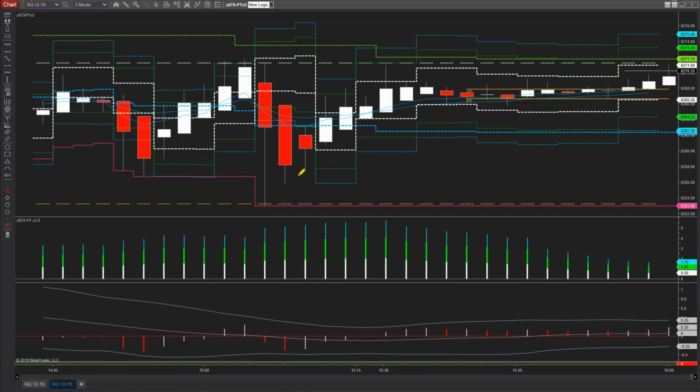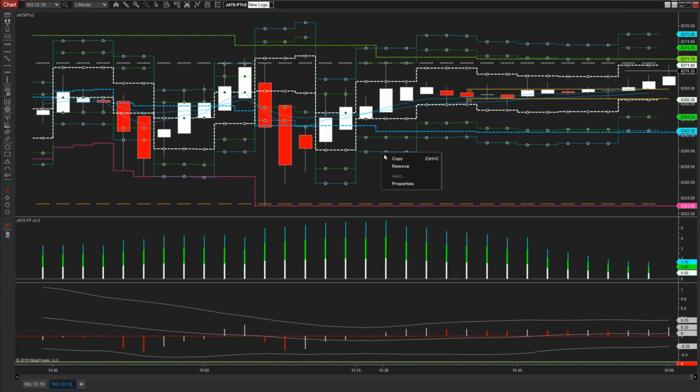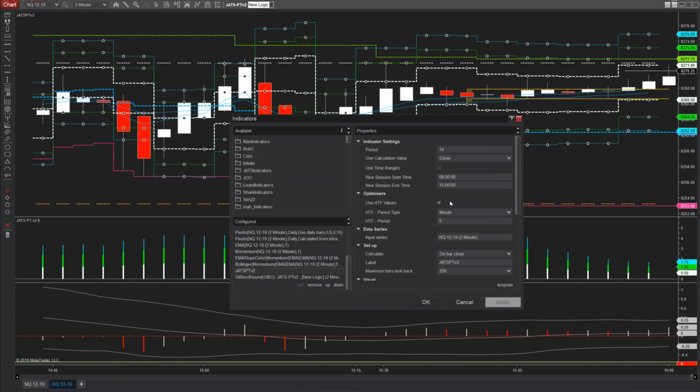And being able to use Bloodhound to get a signal off of any line, I've got plenty of lines now to try to take these signals from. So I'm very, very happy. Let me put a 15-minute chart up and show you what that looks like.